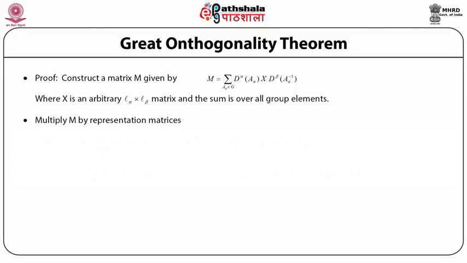I will now prove the great orthogonality theorem. Let us start by constructing a matrix M given by M is equal to the sum of D alpha(A alpha) into X into D beta(A alpha inverse), where D alpha(A alpha) is the representative matrix for the group element A alpha, which has the dimension L alpha, and D beta(A alpha inverse) is the representative matrix of dimension L beta for the element A alpha inverse, and X is any arbitrary L alpha cross L beta matrix, and the sum is taken over all group elements.